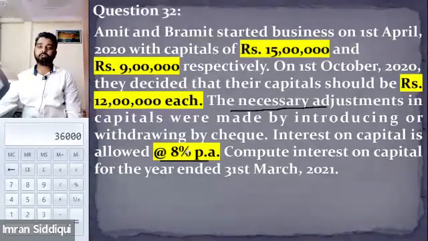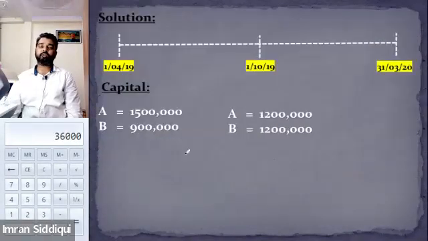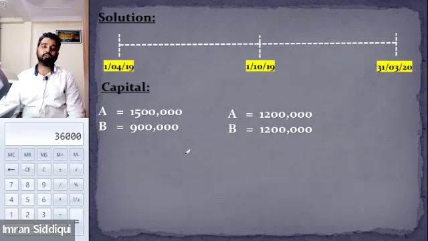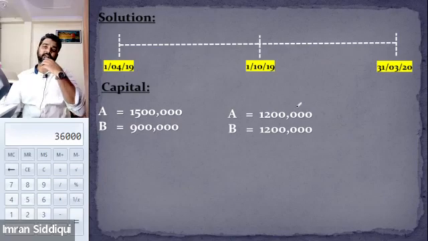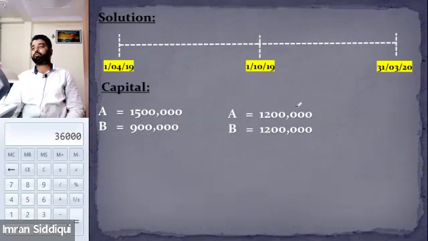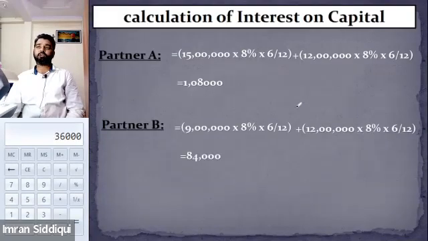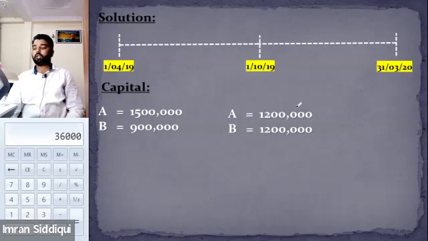So I'm showing you the solution. I want all of you to write it down quickly. See, this is the solution. On 1st of April, the capital stood at 15 lakh and 9 lakh, and on 1st of October and onwards, their capital balances, A's capital is 12 lakh and B's will also be 12 lakh. I want you to write it down, and then I'll show you the calculation slide, and then we will talk about the journal entry. Sir, wait, sir, let us write.